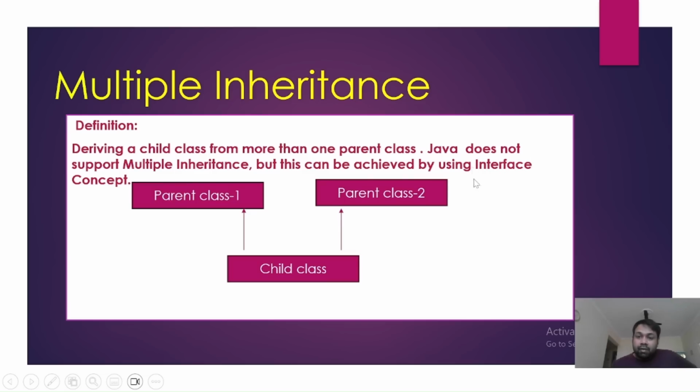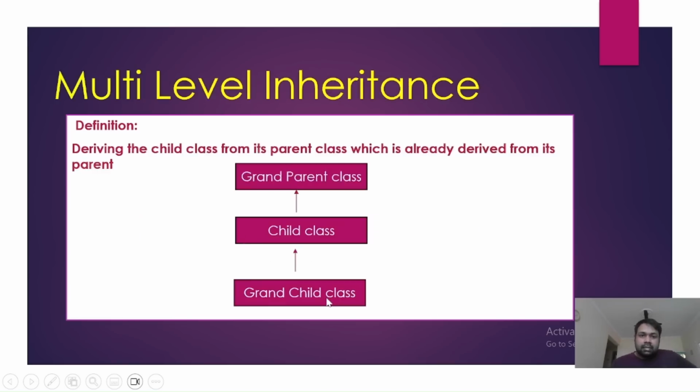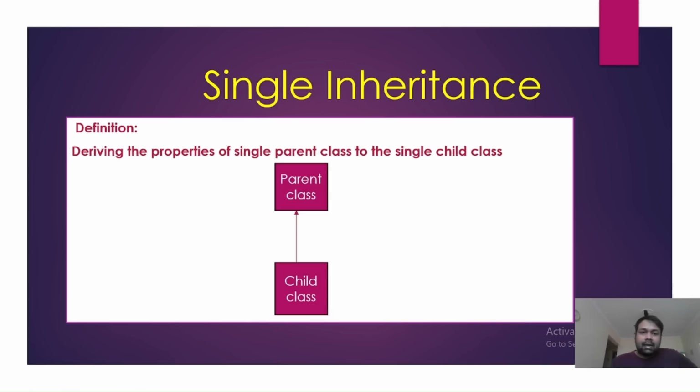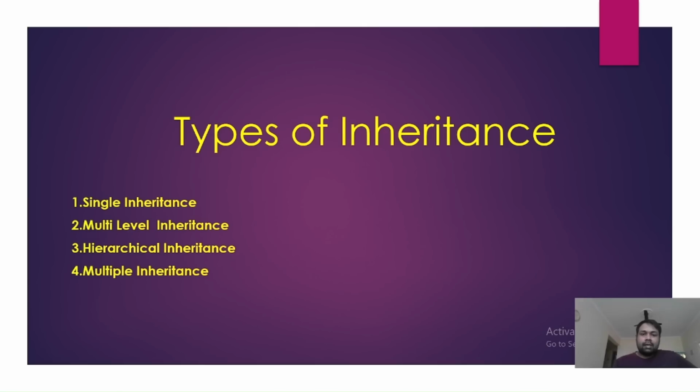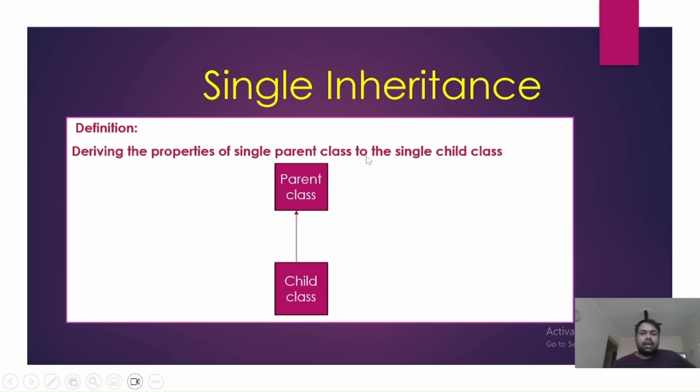In Java we have a concept called interface. There again we will be talking about multiple inheritance. Now let us discuss each and every inheritance with an example. As I told you, there are four types of inheritances: single, multi-level, hierarchical, and multiple. Now I'll start with single inheritance. It means deriving a single child class from a single parent class.